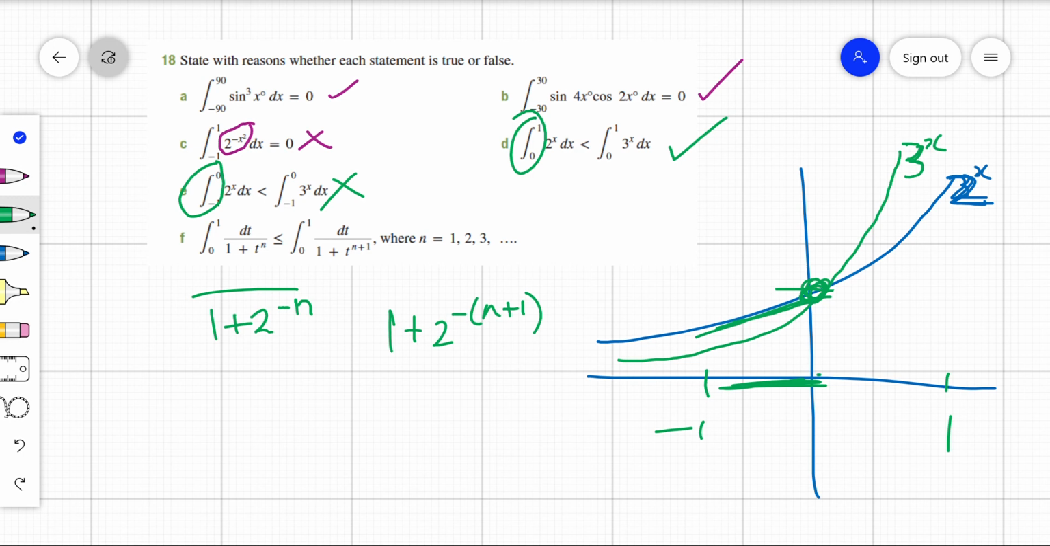Whereas here I could think, oh, I'm dividing by more, hence this will be smaller. Actually, this is bigger in this case because we're only going between 0 and 1. So therefore, F, yep, it's bigger. So that is correct.